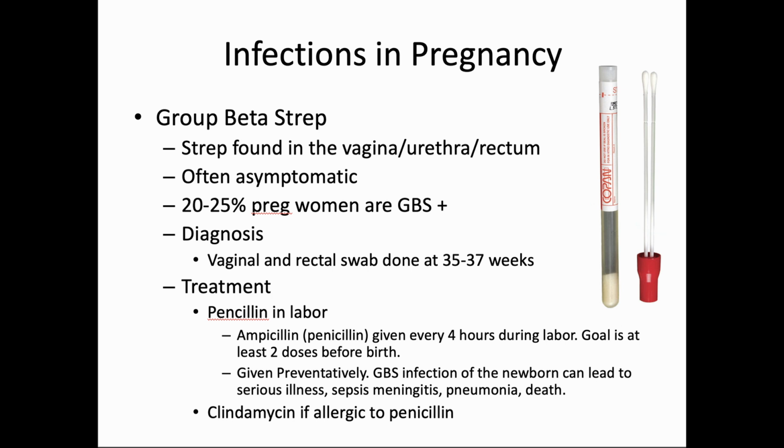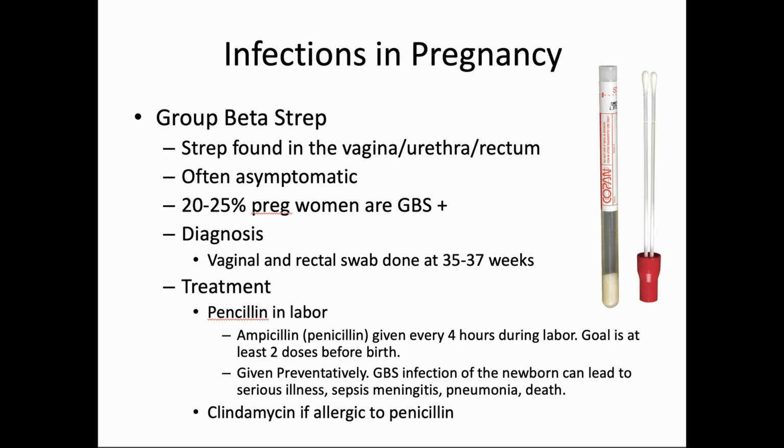Usually every 4 hours, depending on the medication, but if they're getting a penicillin every 4 hours during labor, our goal is for mom to get 2 doses of that antibiotic. Once they have 2 doses in, it's usually good for the baby. If they only get the 1 in, it's a little bit more risky. So ideally we want her to get 2 doses before the delivery. We're giving this preventatively, trying to prevent GBS infection in the newborn.